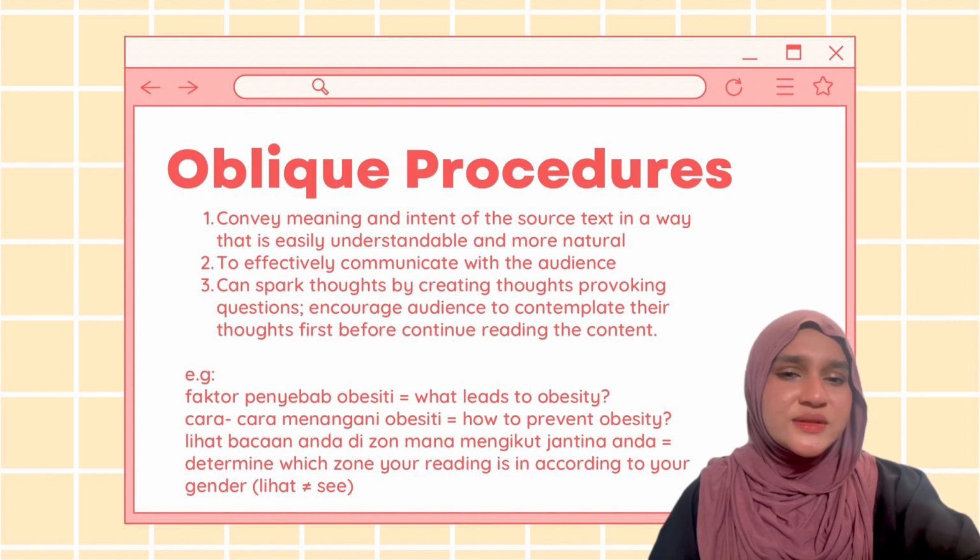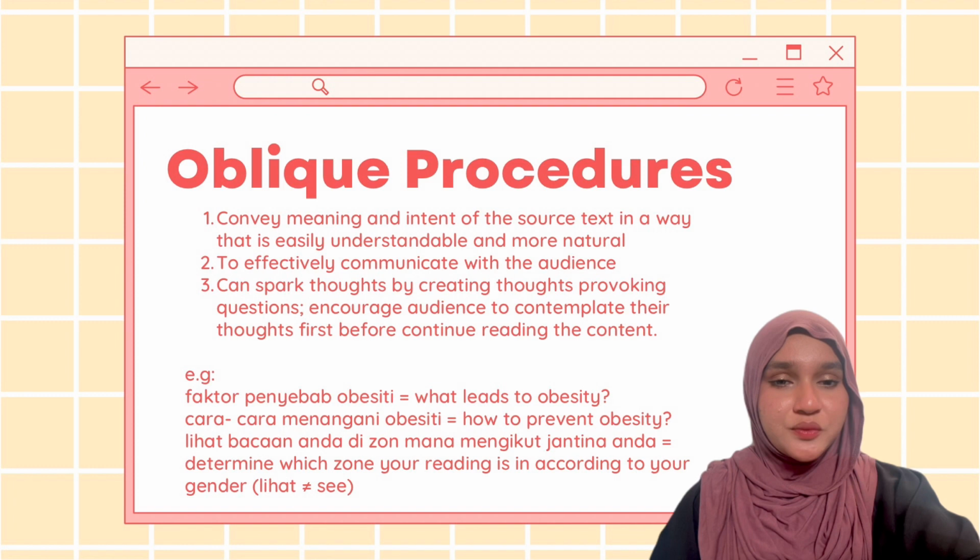We also try to spark thoughts by presenting thought-provoking questions to encourage readers to contemplate their own thoughts first before continuing reading the content. For example, faktor penyebab obesity to what leads to obesity, cara menangani obesity to how to prevent obesity, and lihat bacaan anda di zon mana mengikut jantina anda to determine which zone your reading is in according to your gender. Lihat bacaan anda here does not necessarily mean see your reading.